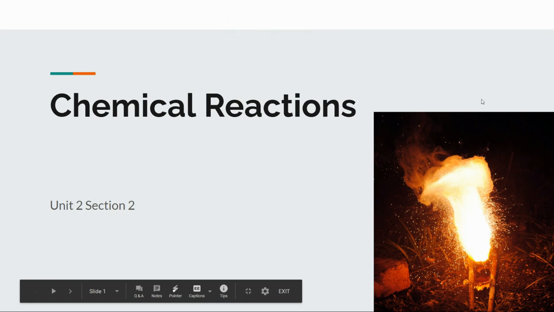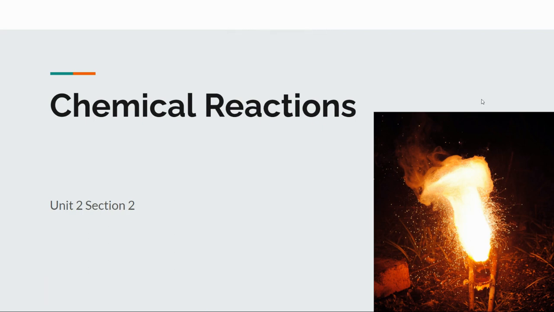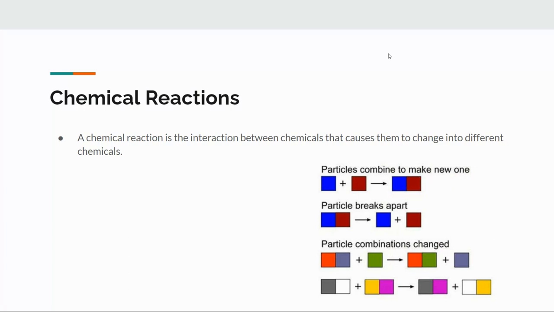All right, so we're going to move on into section 2 of unit 2, which is going to be chemical reactions, talking about some basic chemical reaction principles here that we need to know as we move through studying life in this course. So what is a chemical reaction? Well, the vocab definition for a chemical reaction is the interaction between chemicals that causes them to change into different chemicals.